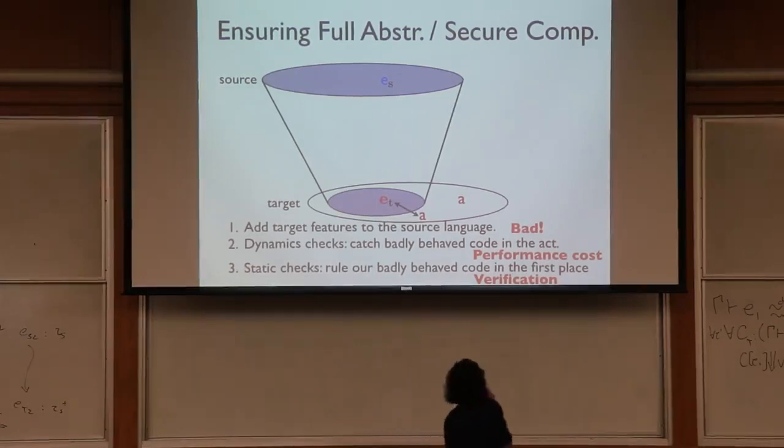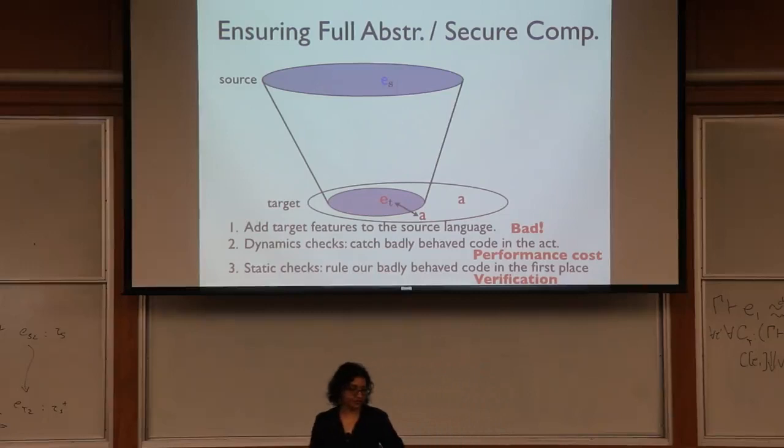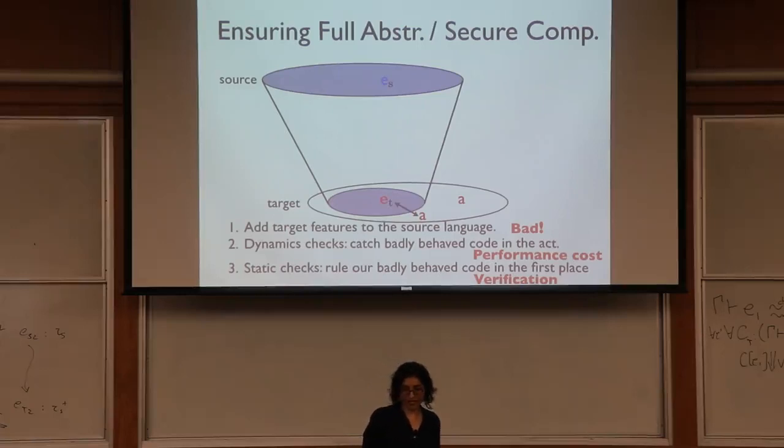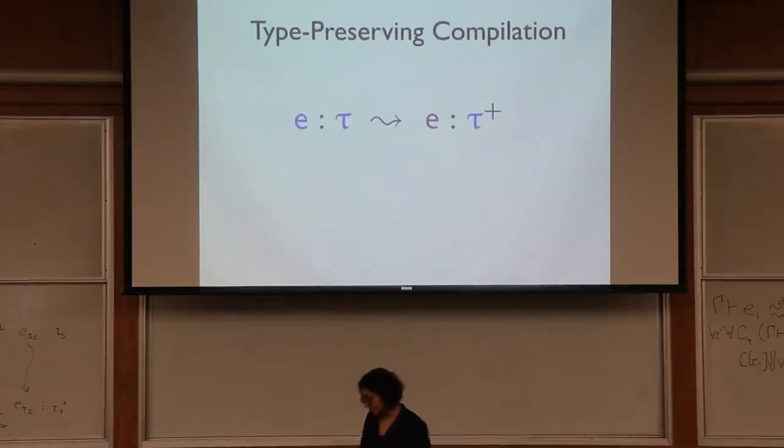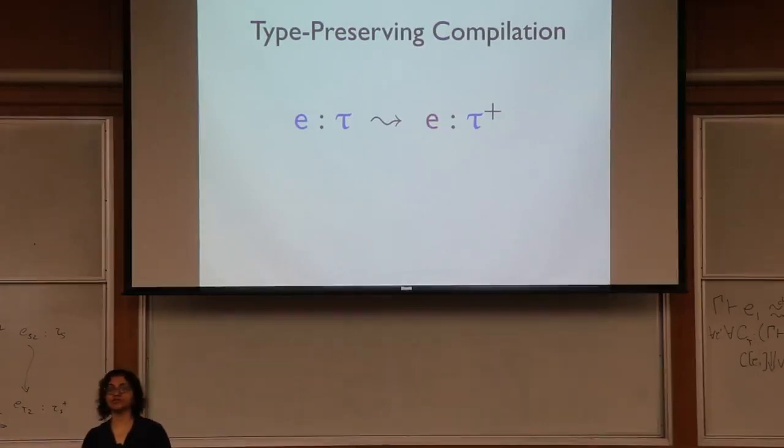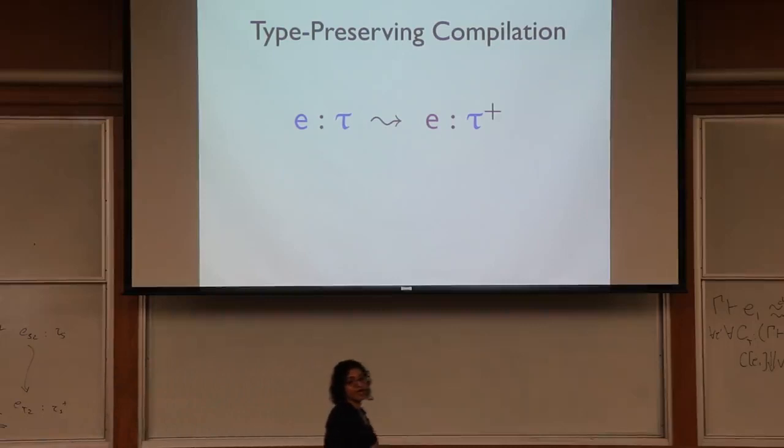Right? Okay, so this is essentially a verification issue. You need types or some sort of specification for attackers that you are willing to link with. Okay. So let's go into type-preserving compilation. I'm mostly going to talk about enforcing security using the third idea, which is static checks in the target.